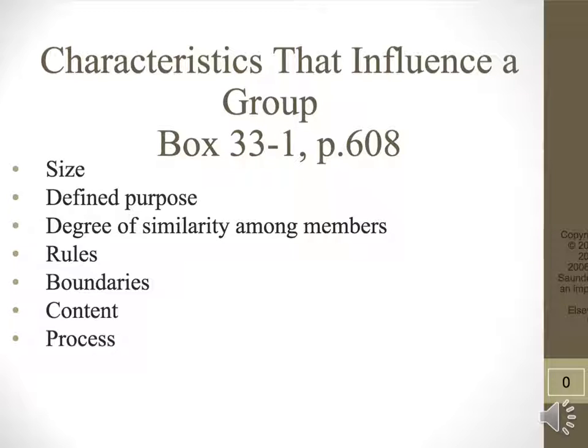Now we're going to have characteristics that influence a group, and they do have some different types of groups that are on page 608, box 33-1, and these are some of your therapeutic groups. Your groups are going to have different sizes, and a group must have at least 2 or more people. The other thing that we're going to see is that they have a defined purpose, meaning they have a common goal or an interest. And then they're going to have members, and these members are those groups that are in that box 33-1. Then they're going to have the content.